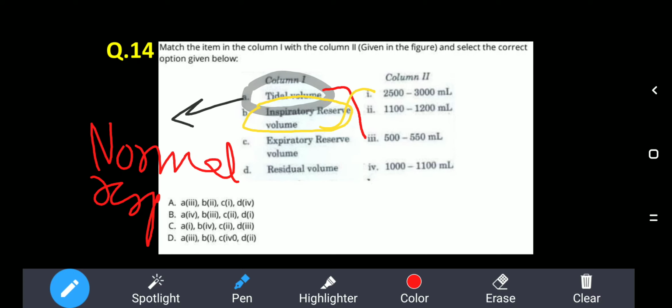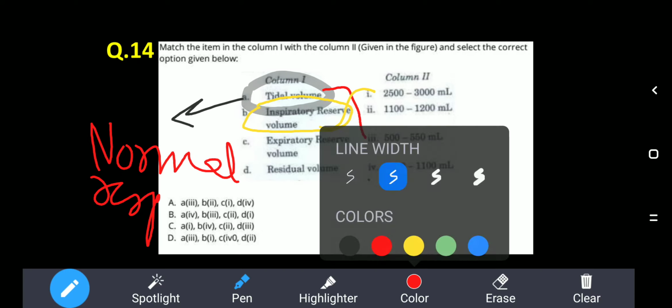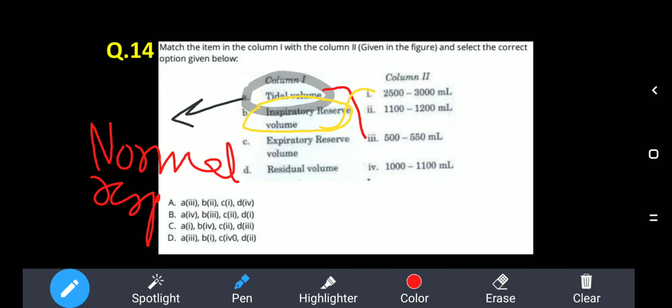Then we have expiratory reserve volume, which is similar to inspiratory reserve volume. When I'm doing a forceful expiration, I am pushing out the air from my lungs and from my nose. I am forcefully pushing some air outside. That is the additional volume which is not done in a normal condition. That is called expiratory reserve volume, and the value is somewhere near this one. Yep, this one.